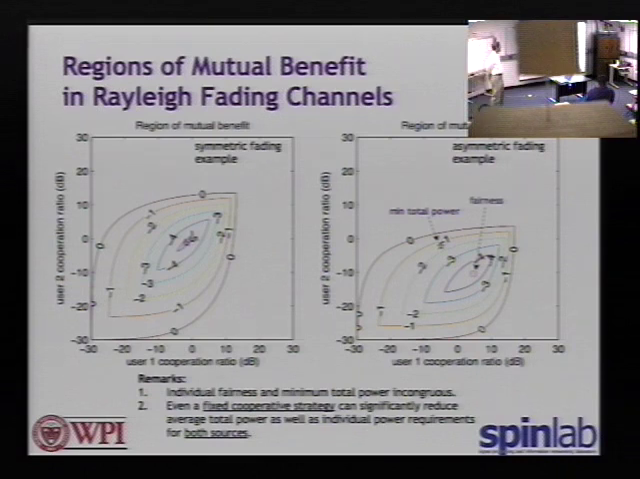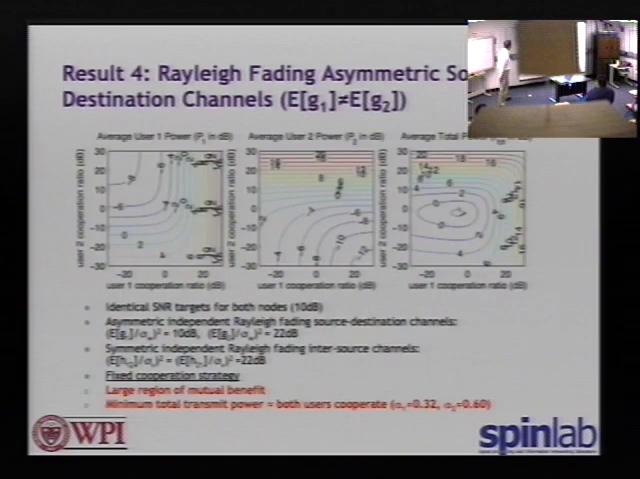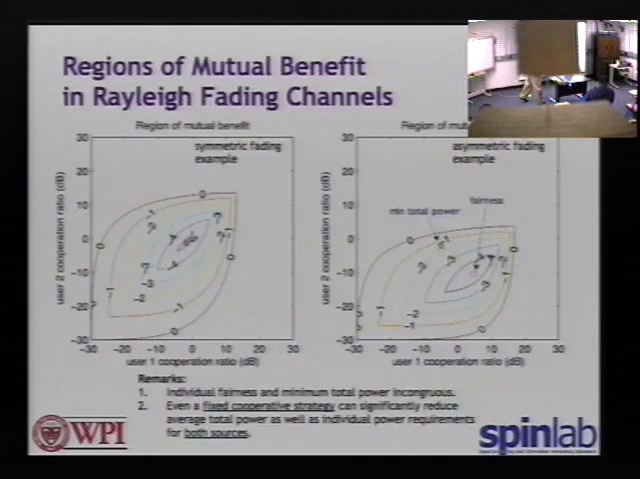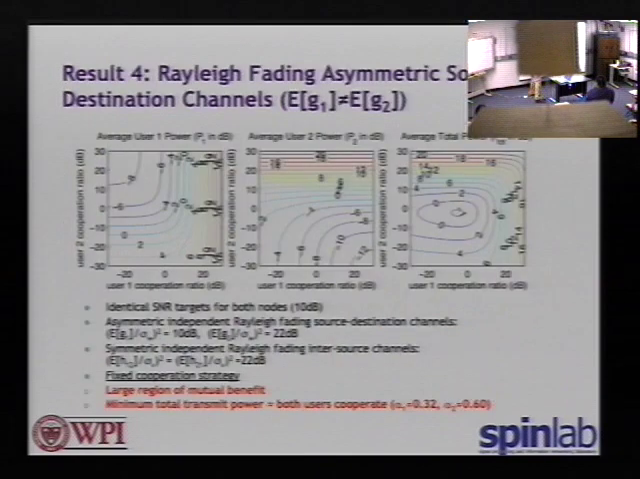What is the asymmetry of the thing on the right? Is it one channel is some dB better than the other? Yeah, this is the case right here. Node 2 has a 12 dB advantage to the destination. And what's the difference if you look at the two power points in terms of total power, the fair point versus the minimum total power point? That's a good question. This is about 5 and say minus 10. So we go back to this plot here, and that would put you at around here. So you're losing about 3 dB in total power, roughly.